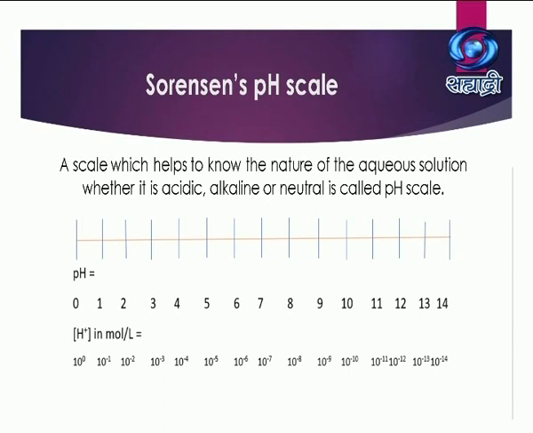So the corresponding H plus ion concentration is also written below this. When pH is equal to 0, H plus ion concentration is 10 raised to 0 moles per liter. When pH is equal to 1, H plus ion concentration is 10 raised to minus 1 moles per liter. Likewise, when pH is equal to 12, the corresponding H plus ion concentration is 10 raised to minus 12 moles per liter.